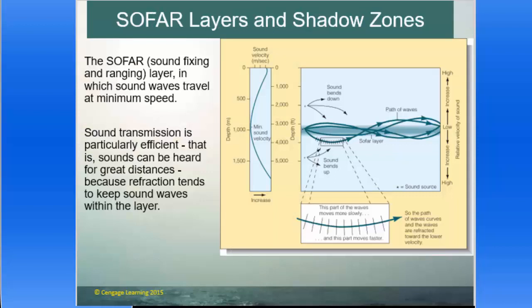So there's a thing called the SOFAR layer, which is the sound fixing and ranging layer, in which sound waves travel at their slowest speed. Sound transmission is particularly efficient, that is, it can be heard for great distances, because the refraction tends to keep the sound waves within that layer. At that layer of minimum speed, the difference in the density above and below causes the sound waves to bend back into that SOFAR layer, that sound fixing and ranging layer. And so the density difference below and the density difference above causes the sound waves to bend into that one channel, which means that sound transmission is very efficient at that level.